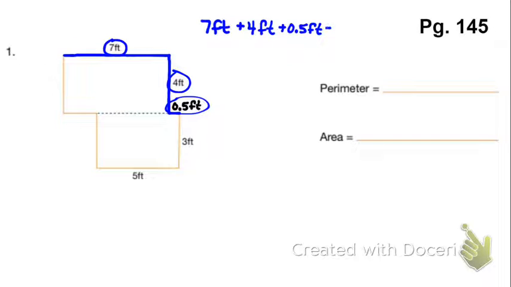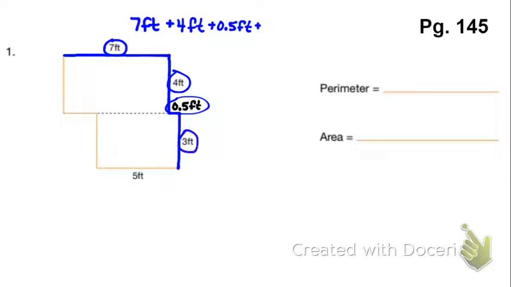All right? Am I all the way around this shape yet? No. Where else do I go? I go down here, which is 3 feet. Then I'm going to turn to the left and walk how far? 5 feet. Then you'll go up 3 feet. Then to the left 2 feet.